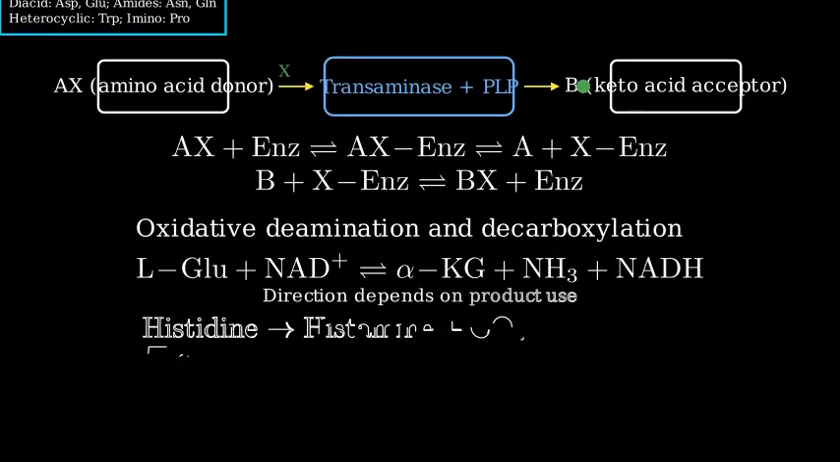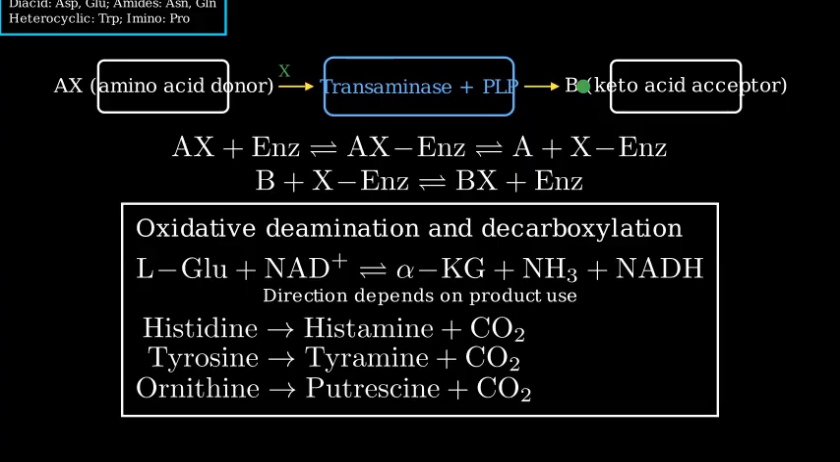The amino group can also be released by oxidative deamination. A classic case is glutamate dehydrogenase, reversible depending on whether ammonia or alpha-ketoglutarate is being used. Non-oxidative decarboxylation removes carbon dioxide to form bioactive amines such as histamine, tyramine, and putrescine.